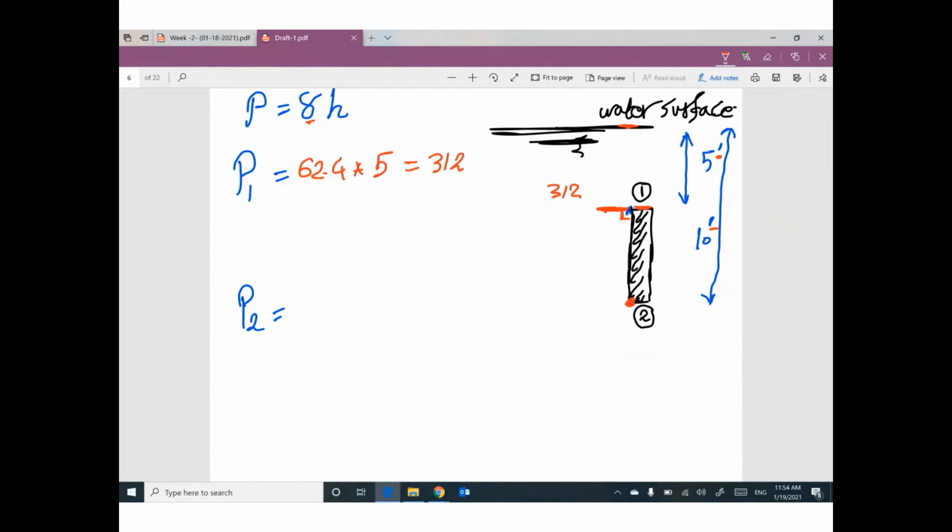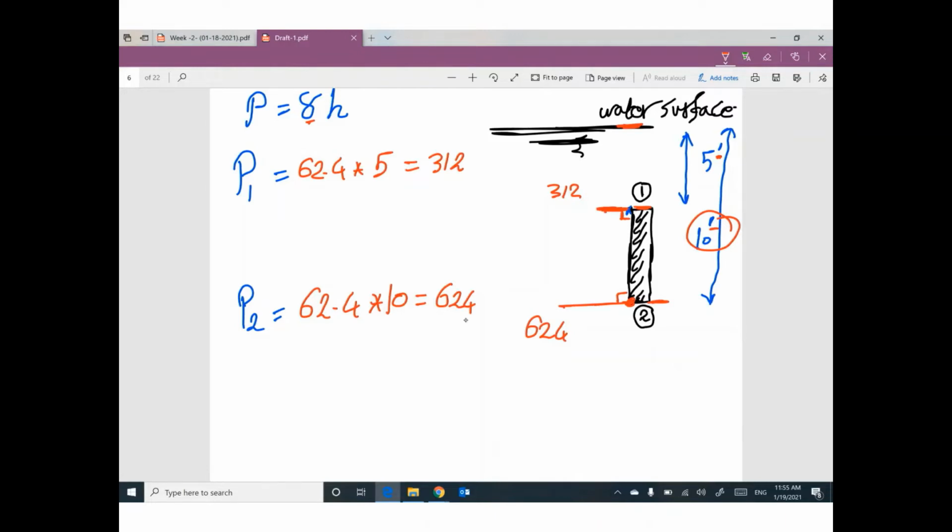Point number 2, gamma H, gamma is 62.4. What is the value of H? H is the vertical distance. Vertical distance must be vertical. Vertical distance between point number 2 and the water surface. How much? 10. Your pressure will be 624. So we have a value here, 624. This value is perpendicular to the surface.